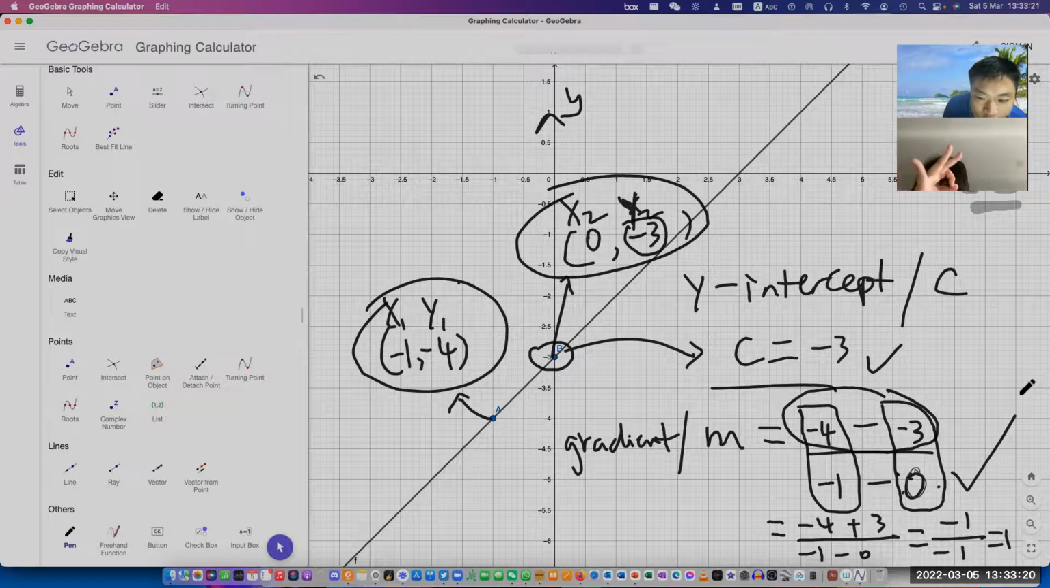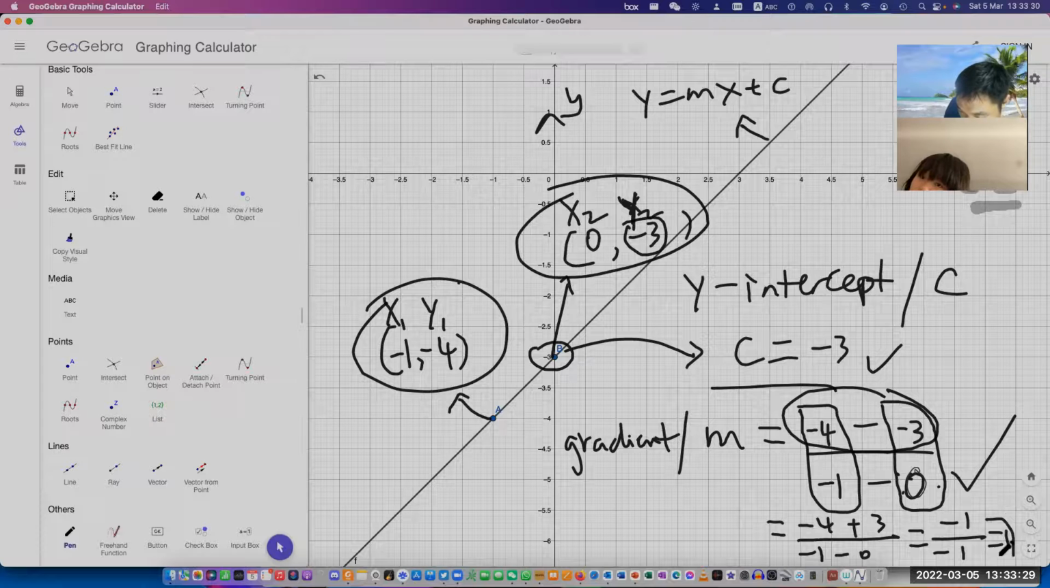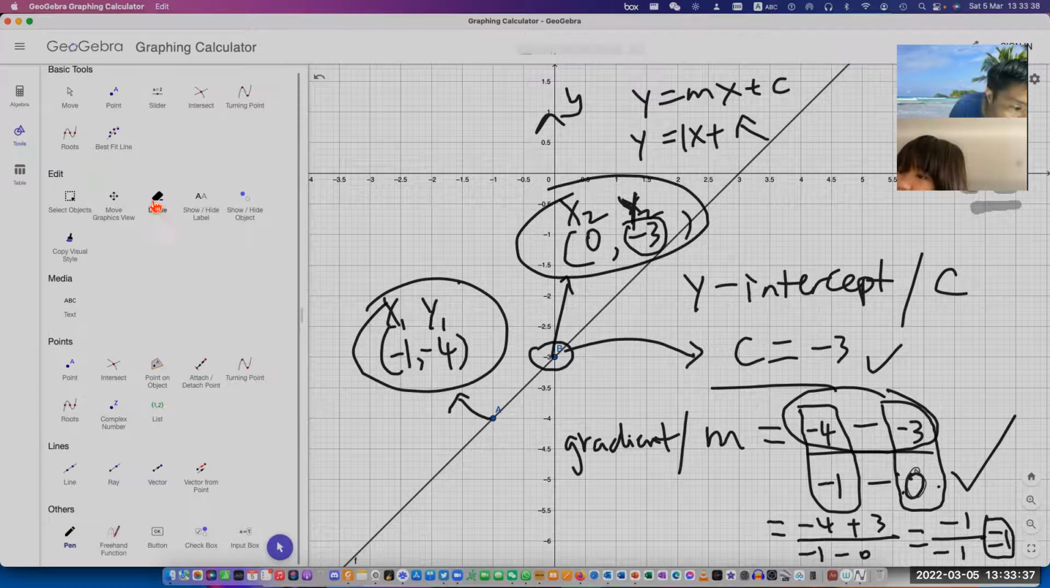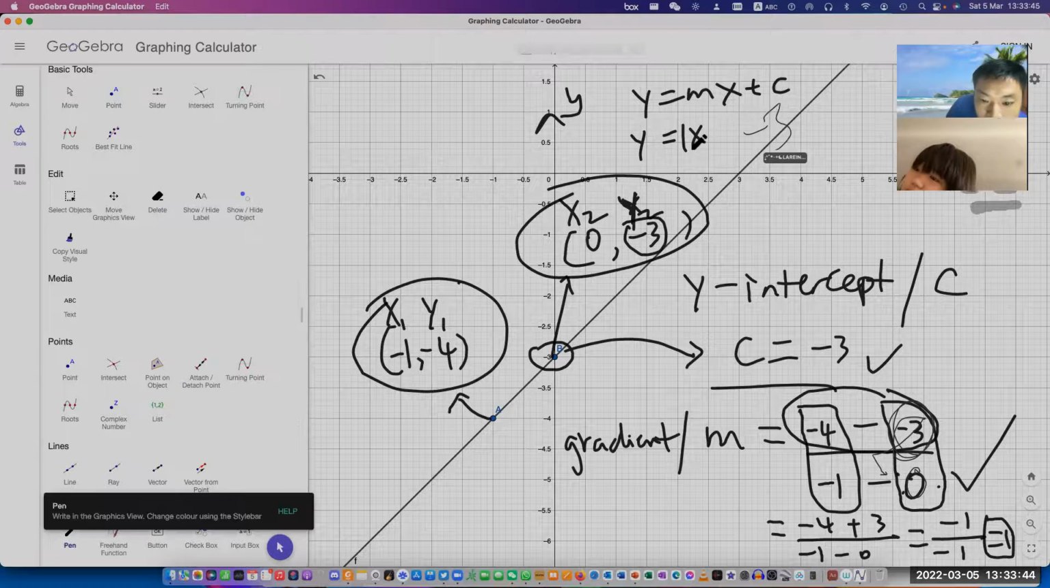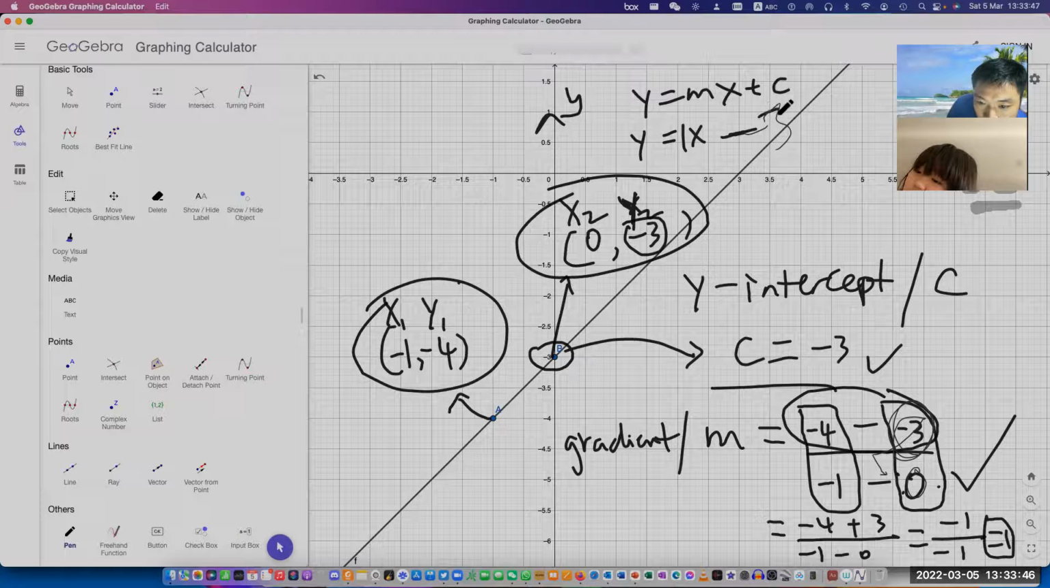So therefore, the general name of this line is y equals mx plus c, right? Your m is 1 in this case by the formula. So y equals 1x. C is -3. Okay, good. So the name for this line is y equals 1x minus 3, correct?